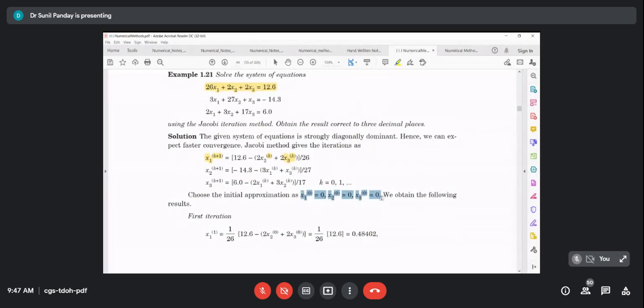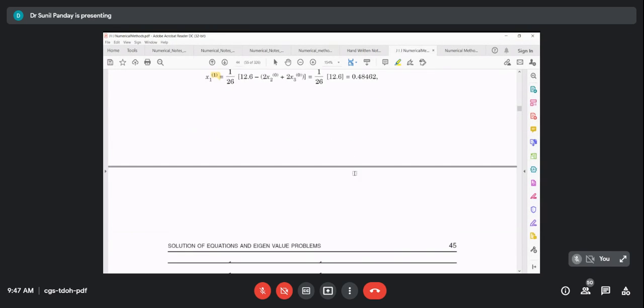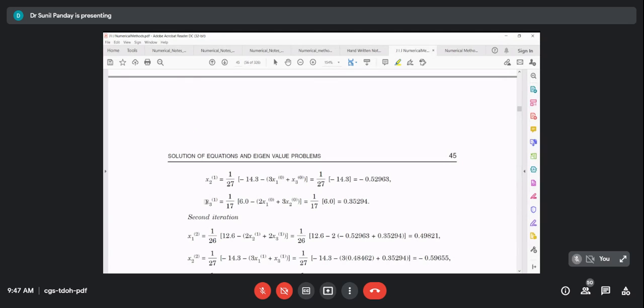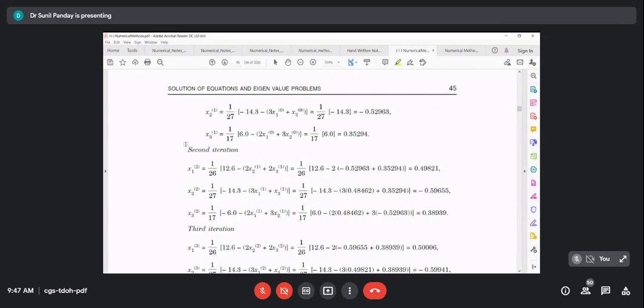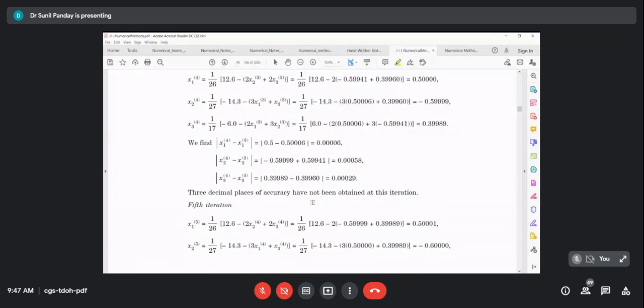Initially we have taken all three as zero. We get the first updated value of x1, the first updated value of x2 and the first updated value of x3. Similarly, in the second iteration we get the second updated value of x1 using the first updated values of x2 and x3, and the third updated value of x1 using the second updated values of x2 and x3. So this is our Gauss-Jacobi method.